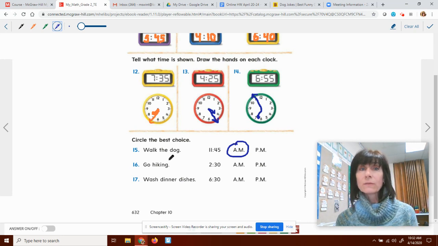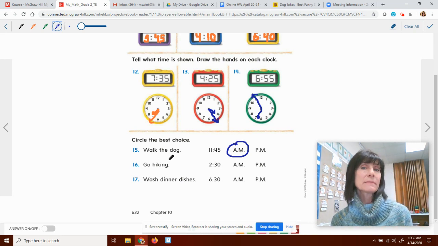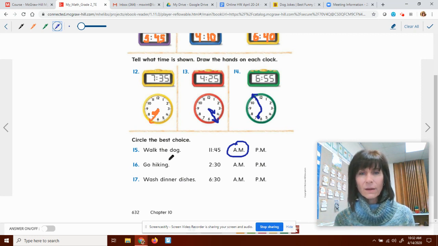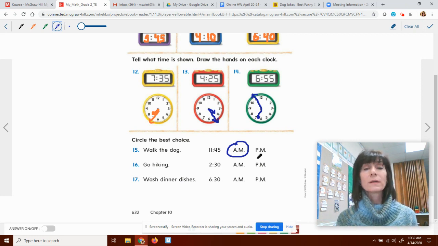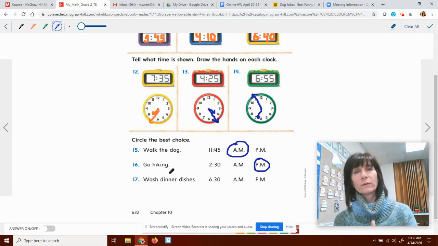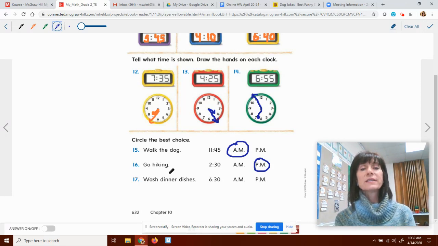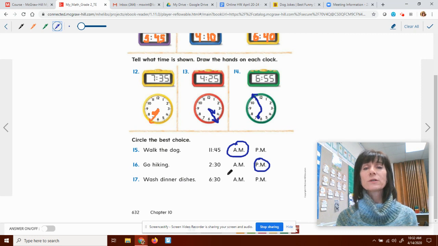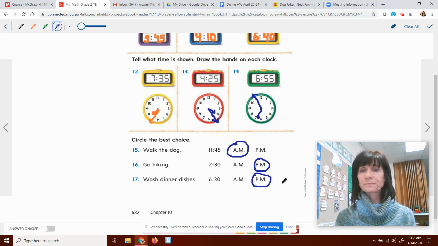How about going hiking? Would I do that at 2:30 a.m. in the middle of the night? Or would I do that in the middle of the afternoon? Remember, lunch is at noon, 12 o'clock p.m. I probably would do 2:30 p.m. Washing the dinner dishes. So this is after lunch. We would have dinner. And if I have dinner, dinner is going to be 6:30. It's not going to be a.m. because that's in the morning. It's going to be p.m., past the morning.